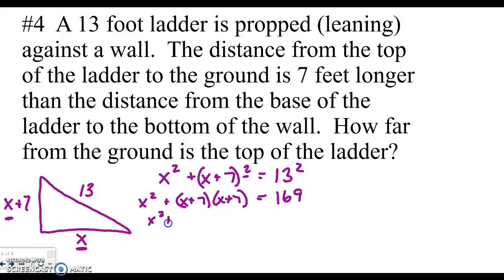So x squared plus x squared, plus 7x plus 7x, plus 49 equals 169. Moving a little fast here, so stop if you need to keep up. But this is the easy math part. It's just simplifying.